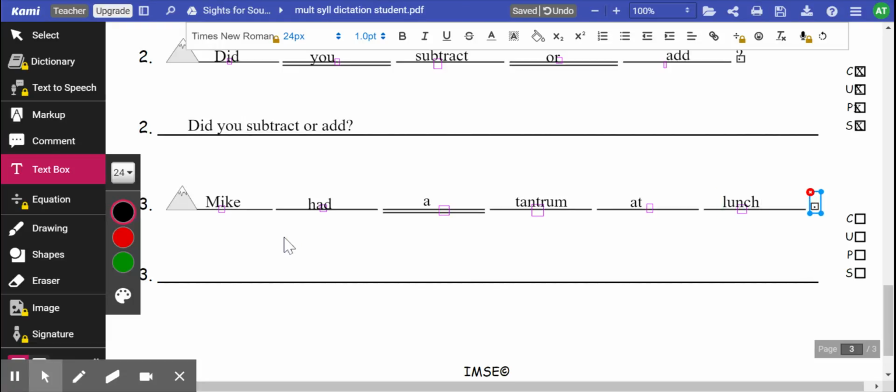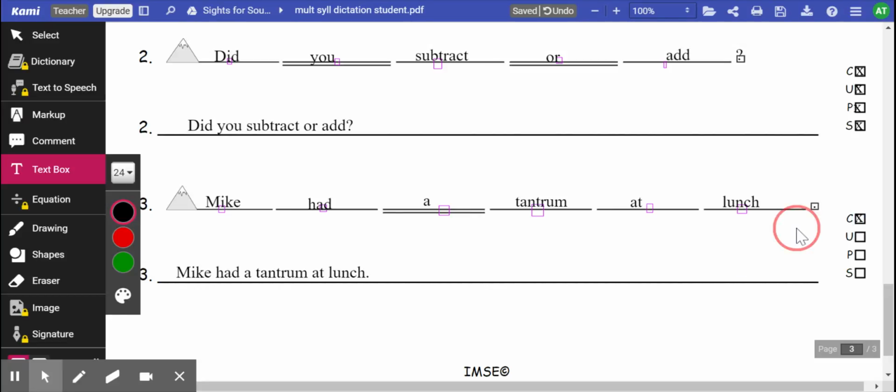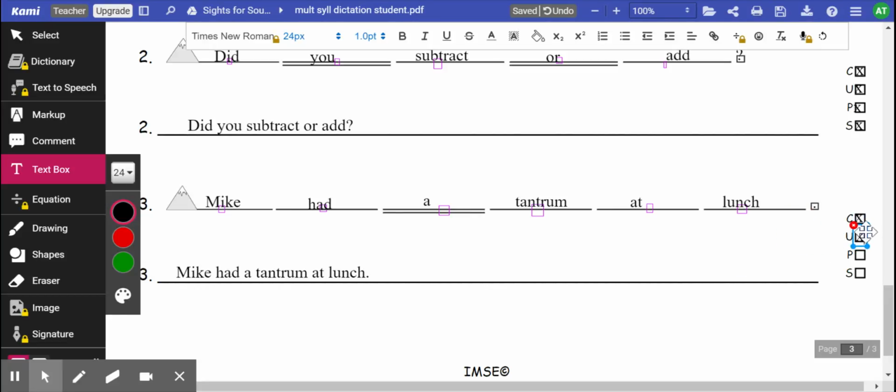Okay. So when you finish and check the teacher's copy, do your rewrite. Check for CUPS. Capital M for Mike, which I gave you. Understanding. Mike had a tantrum at lunch. Poor Mike. Yeah, right. Poor Mike. Period. Is there a period at the end of the word lunch? Good. And is every word spelled correctly? Notice I didn't do any spelling errors here because breaking down syllables is already a lot of work.